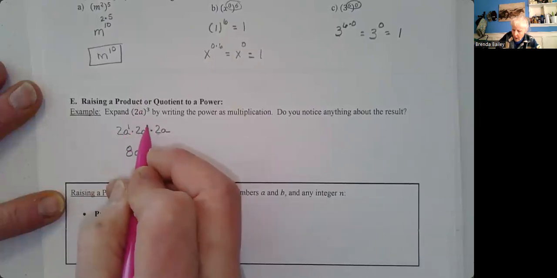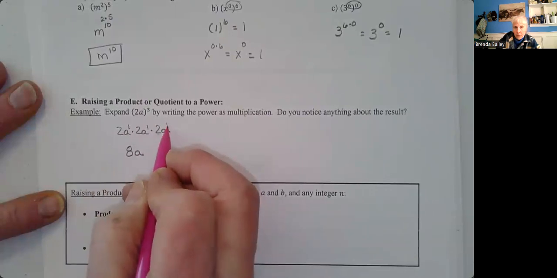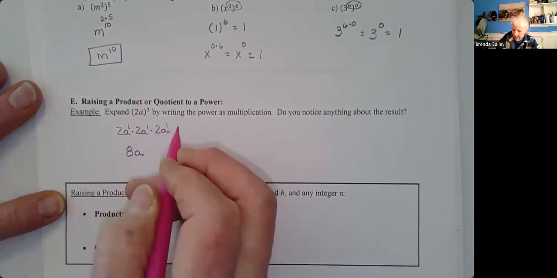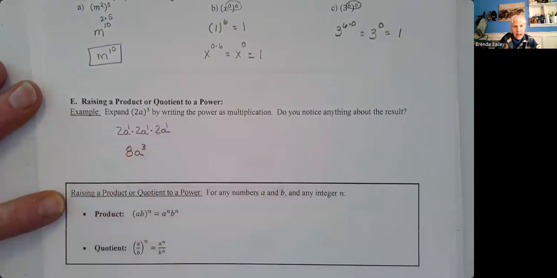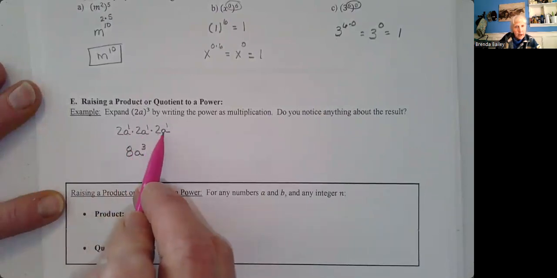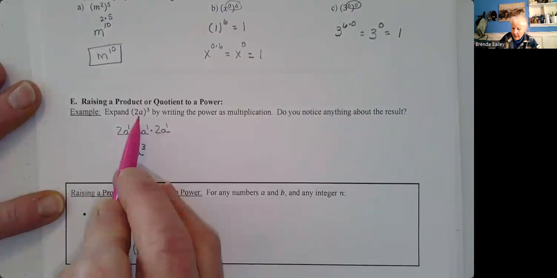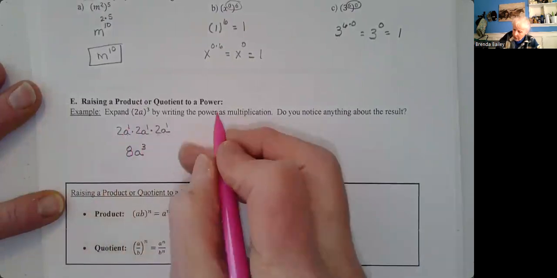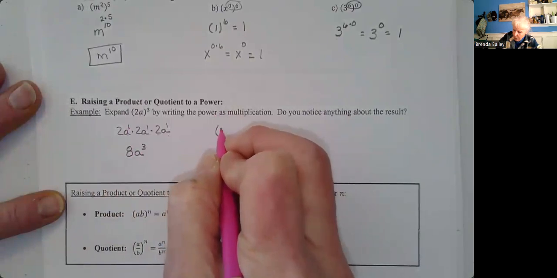1 plus 1 plus 1. With the product rule, you add the exponents. 8a cubed. Another way of doing that, instead of writing it in expanded form and thinking of the product rule, you'll expand this using the product rule always. Here we could use our power rule.